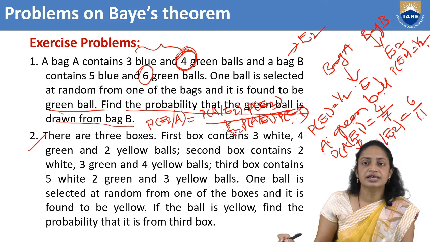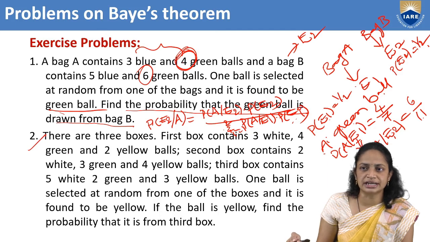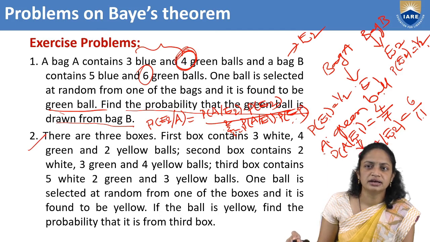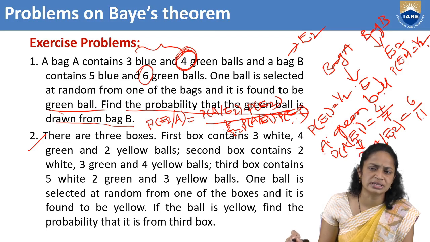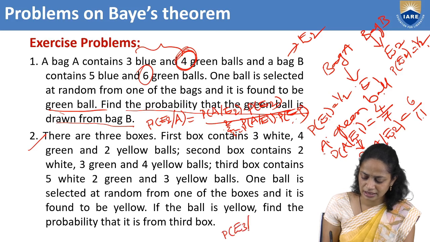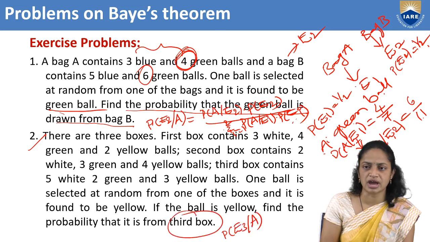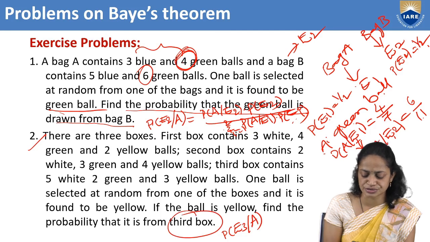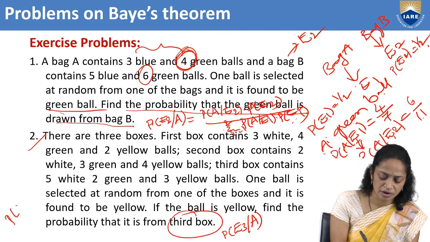Okay, so we have one more problem. There are 3 boxes. First box contains 3 white, 4 green and 2 yellow balls. Second box contains 2 white, 3 green and 4 yellow balls. Third box contains 5 white, 2 green and 3 yellow balls. One ball is selected at random from one of the boxes and it is found to be yellow. If the ball is yellow, find the probability that it is from the third box. That means here we need to find E3 given A. Here we have to choose the third box only. This is also the same procedure.